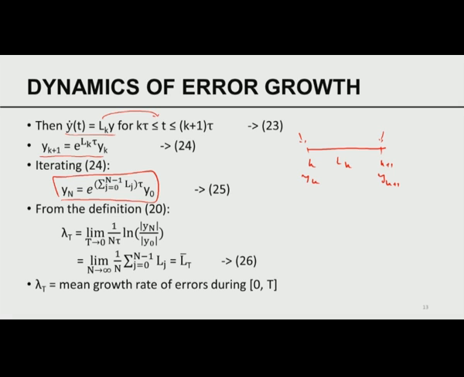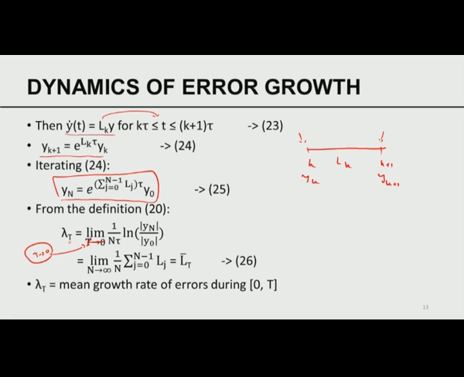Now from the definition of the Lyapunov index, the Lyapunov index at time t, I am assuming my forecast horizon is capital T. So when my forecast horizon is capital T, from the definition of 20, no, it should be tau going to 0. So this should be, sorry, as tau goes to 0, not t.